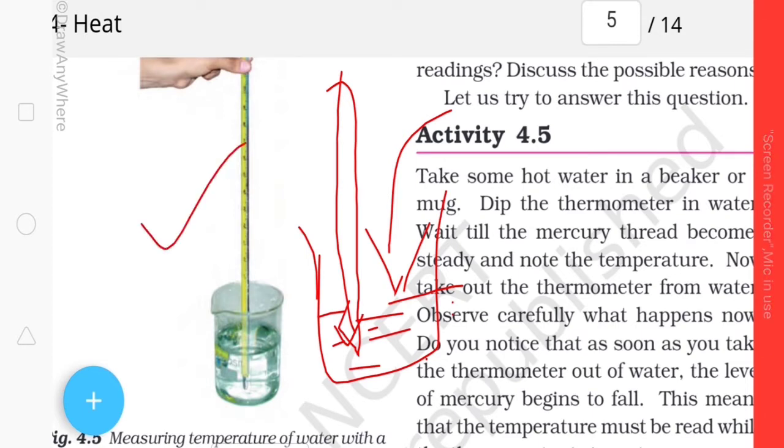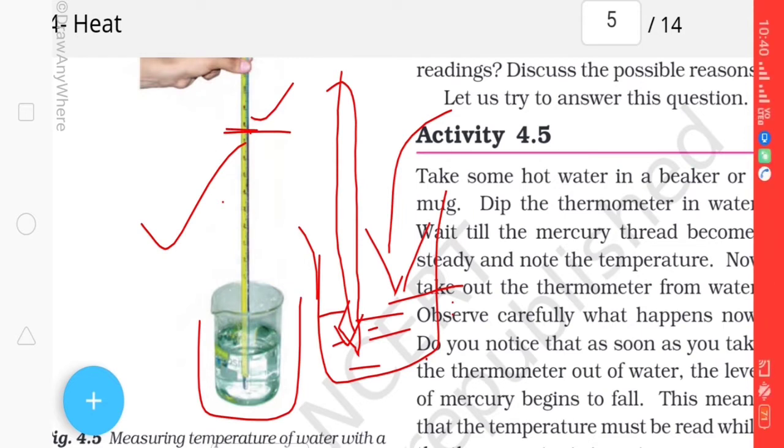See here, this is the thermometer, and this is the glass with water. We will dip the thermometer straight in the water, and the mercury will read the temperature. It will measure the temperature, and the temperature will be shown here. The mercury will rise and fall depending on the temperature of the water.